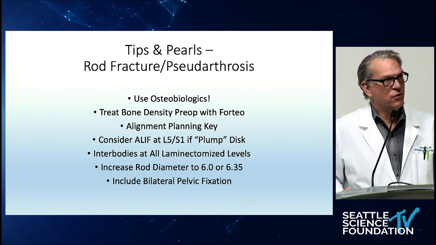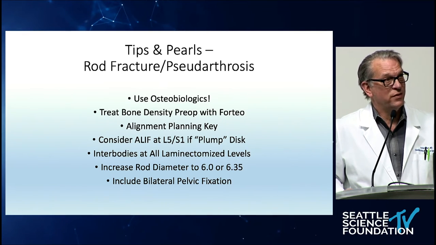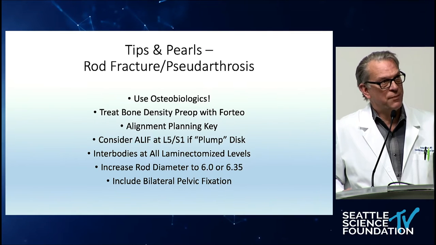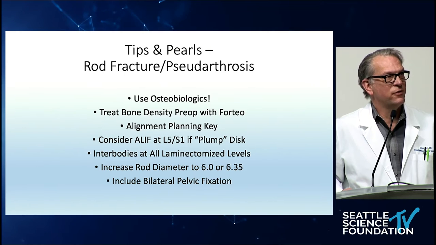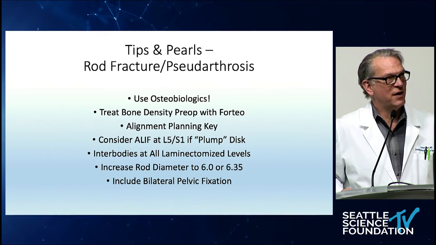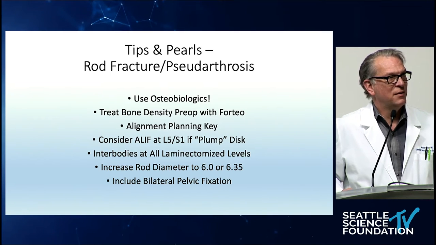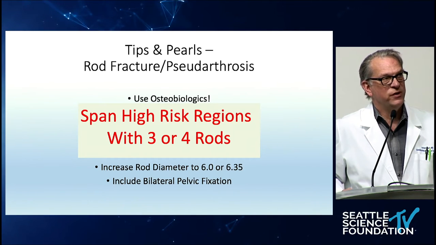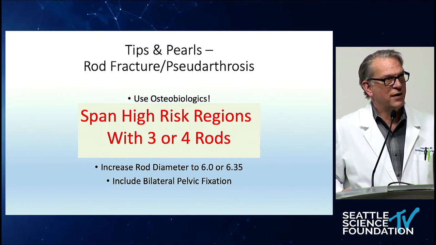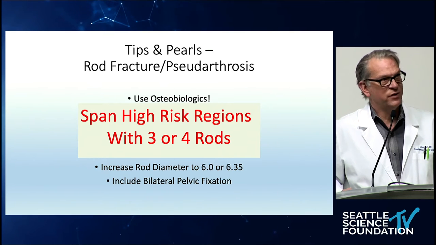Again, there are other ways we can do this besides rod number. Osteobiologics, I think, is one that I feel strongly we should use. It probably can't be used in most cancer patients currently, but in degenerative situations, I think it's important. Treating them preoperatively and all these other ways of trying to optimize their situation preoperatively. But again, for the purpose of this talk, I'm going to suggest that we span high-risk regions with 3 minimum or 4 rods using currently available implants.